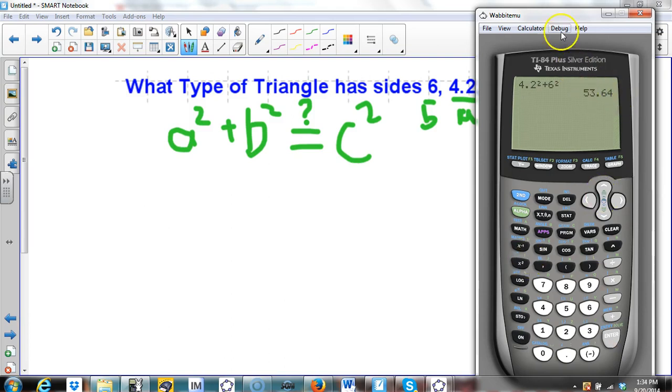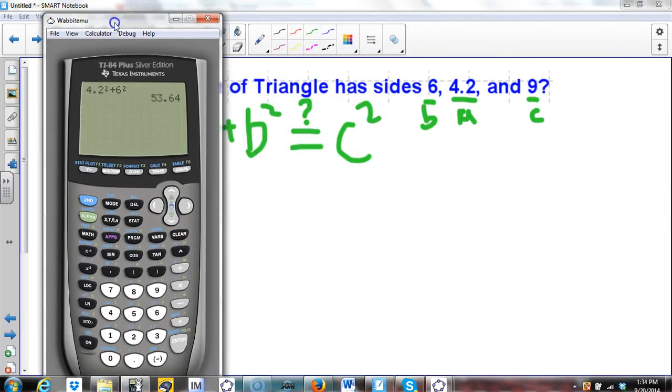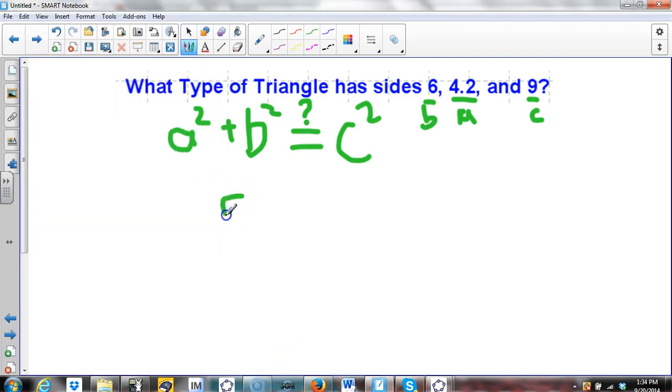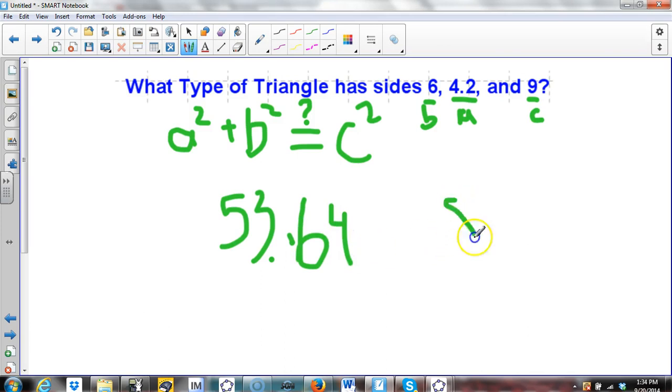And now my longer side over here, which was 9, I'm going to just take 9 squared. We need to know that that's 81. So now we can compare. So the a squared plus b squared, that's 53.64. How's that compare to 81?